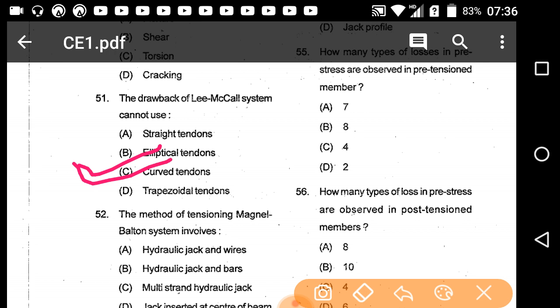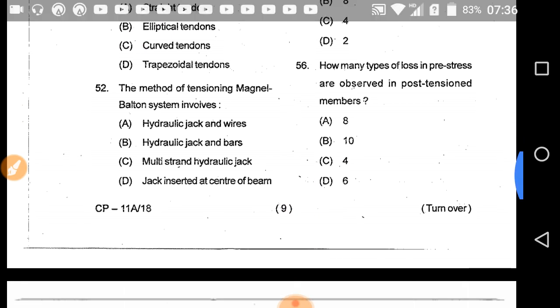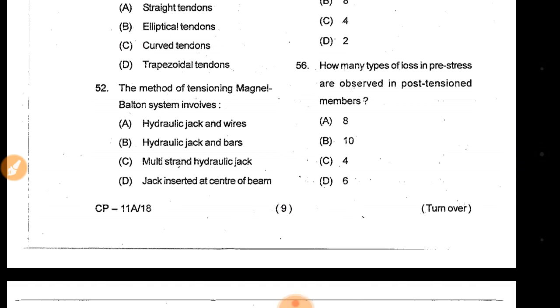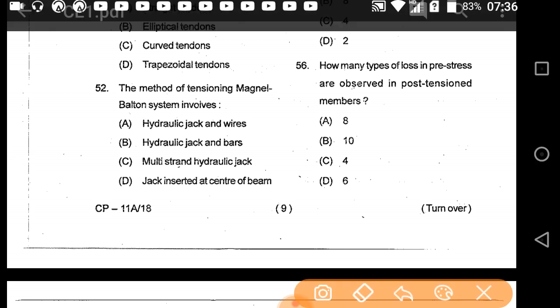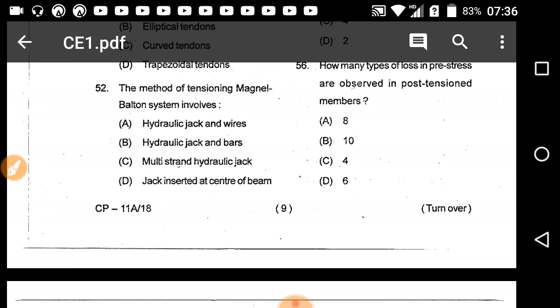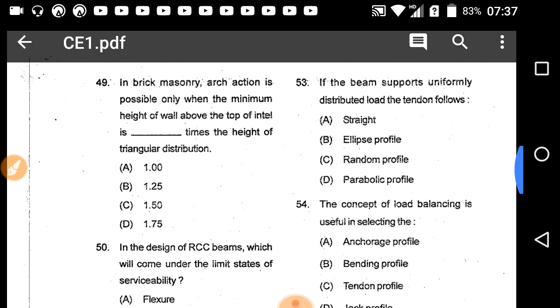Option C. The method of tensioning in the Magnel-Blaton system involves hydraulic jack and wires, hydraulic jack and bars, or a multi-strand hydraulic jack inserted at the center of a beam. So the correct option will be hydraulic jack and wires, that is option A will be the correct answer. Question number 53.